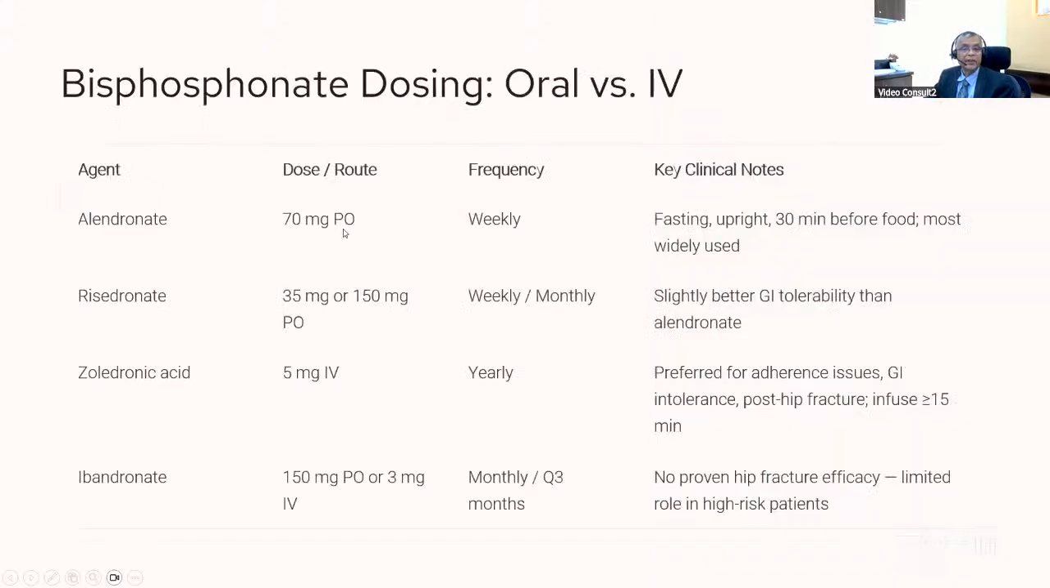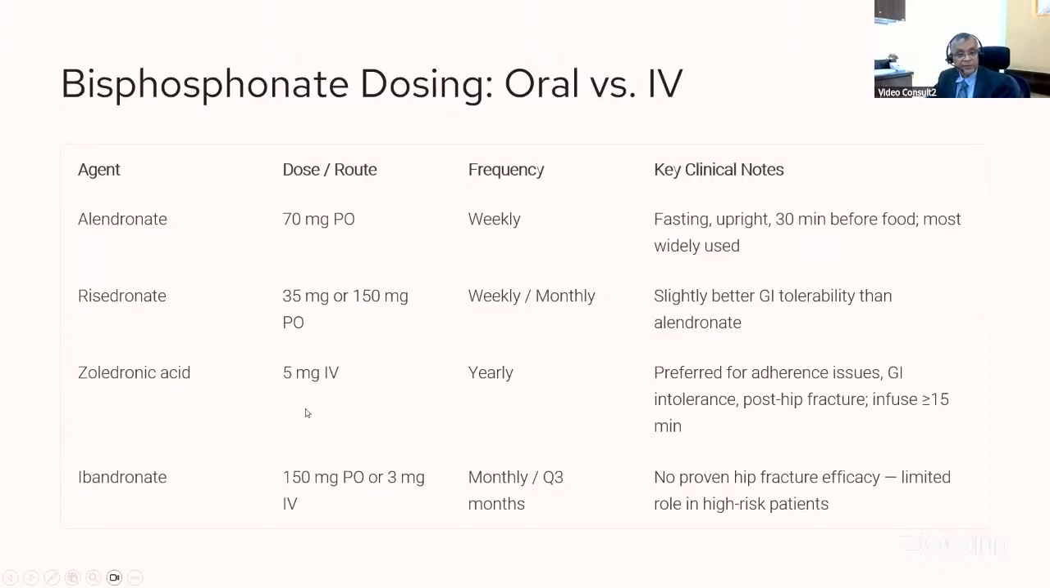Alendronate is 70 milligrams once weekly. After taking the tablet, you have to be in an upright position for 30 minutes before food. It is the most widely used. So get up in the morning, take this tablet, sit down straight, don't move for 30 minutes. You can keep doing your activities like computer or table work or anything, whereas no eating food. Risedronate, same way. If you want to give it, 35 milligrams weekly or 150 milligrams orally monthly, with better GI tolerability than alendronate.